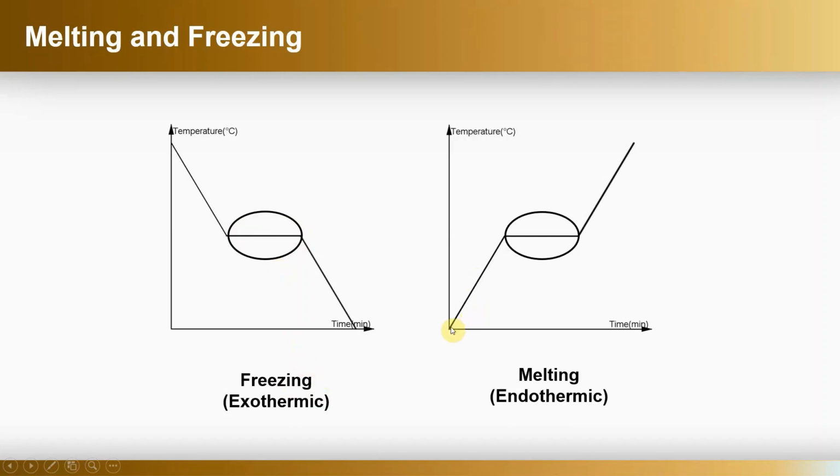Now for melting, as temperature increases up to a certain point, which is the melting point, the temperature stops increasing because this process is actually endothermic. Heat is absorbed to overcome the force of attraction among the particles. So that's why melting is endothermic.